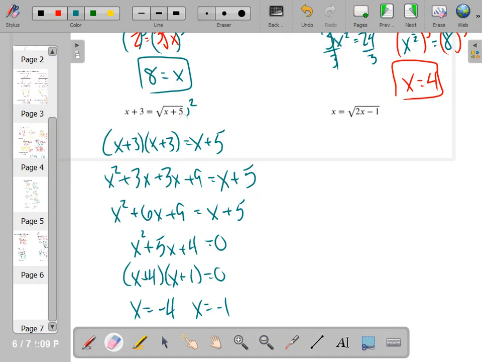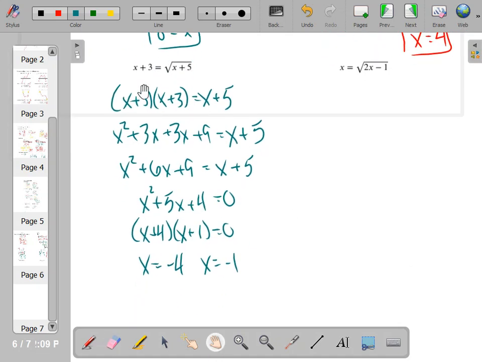If you plug negative 4 in, on the left side, you're going to get a negative, and the square root of a number is always going to be a positive. So that's extraneous, but this works. Negative 1 plus 3 is 2, and negative 1 plus 5 is 4. The square root of 4 is 2.